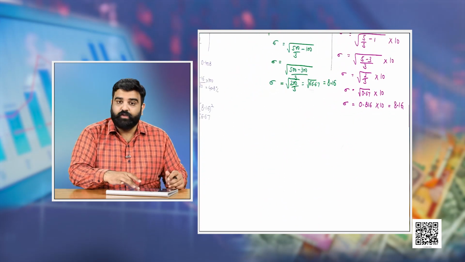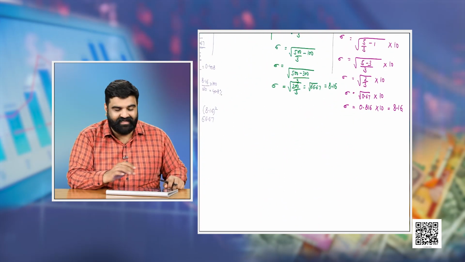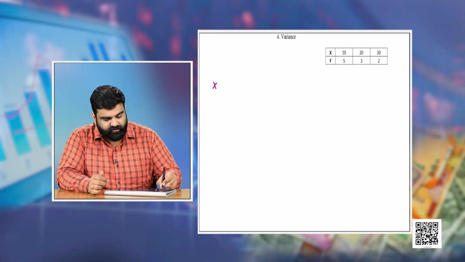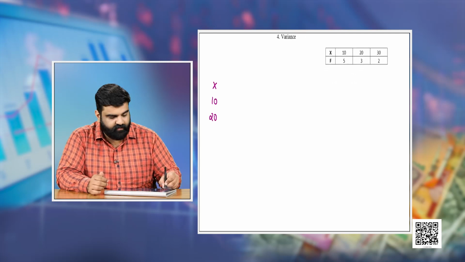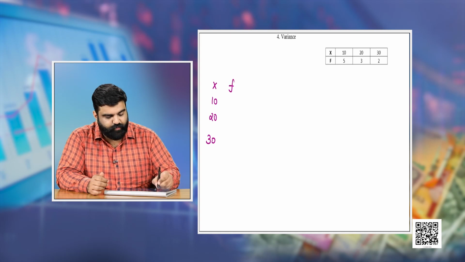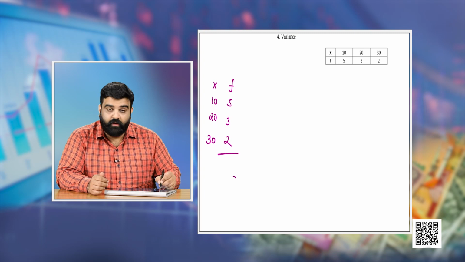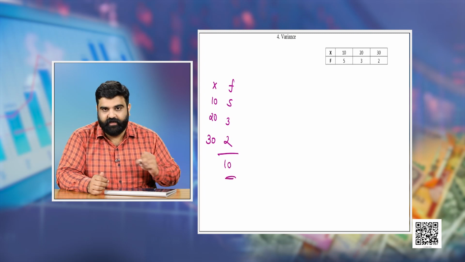Now, let us move ahead to the second question, which is discrete series. So, I have this question written here. We have to find the standard deviation from all the methods. We also have to find the coefficient of SD, coefficient of variation and also the variance. So, let us first write the question. This will be 10, 20 and 30. The frequency is 5, 3 and 2. The total of all the frequencies is 10.